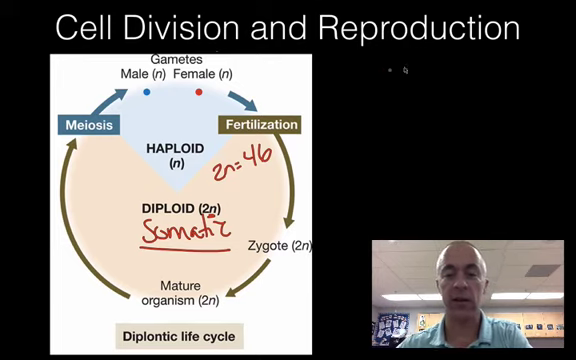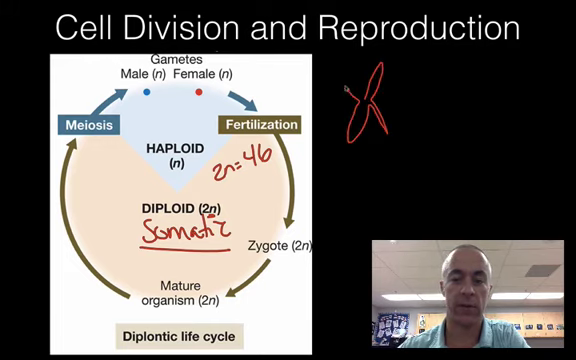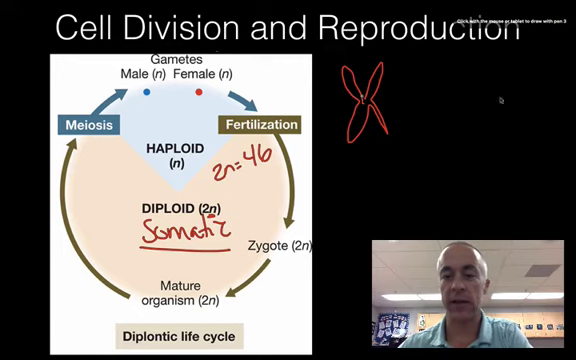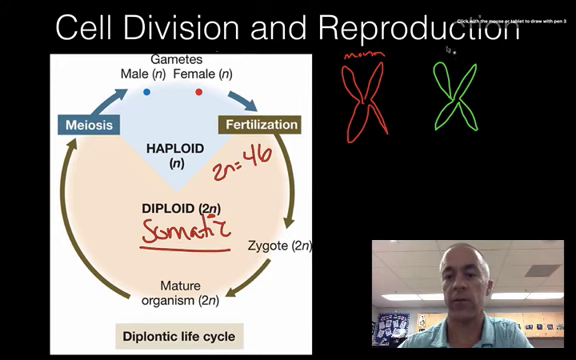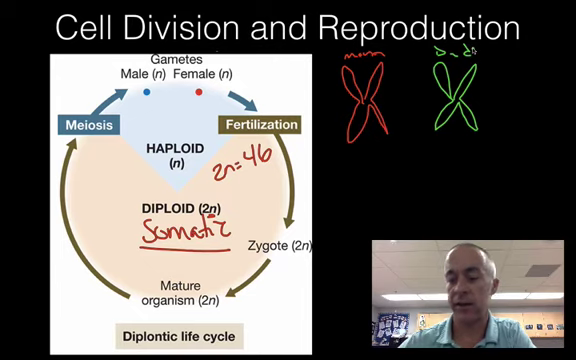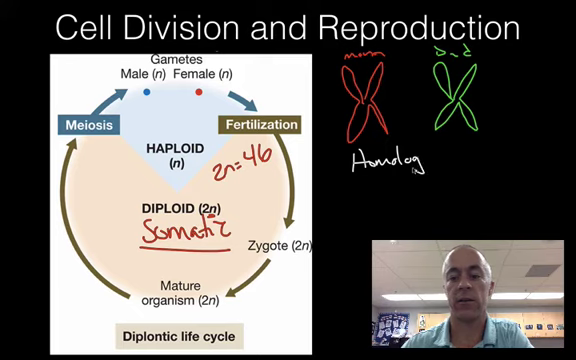In those pairs, so let's say here's one chromosome. Whoa, that's a really bad chromosome. And then here's another one. So let's say both of these represent chromosome number 1. The red one over here would be the one that we got from our mom, and the green one over here would be the one that we got from dad. And together, these are what we call homologous chromosomes, or they are homologs to each other.